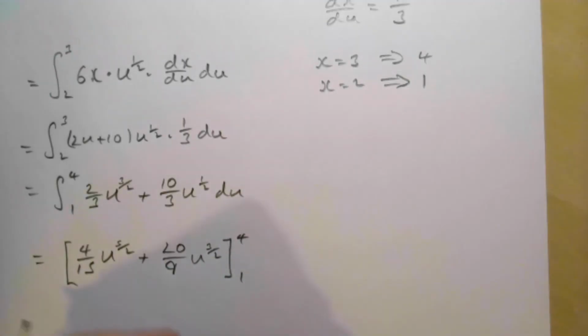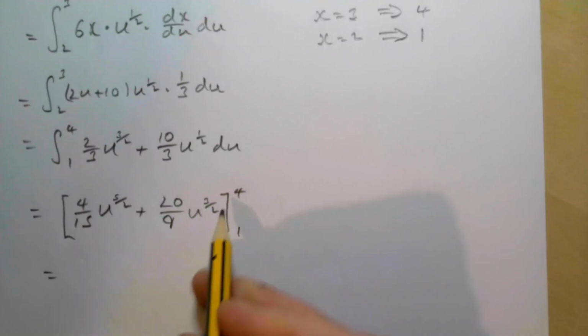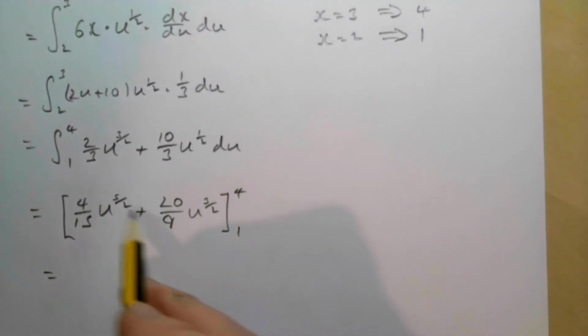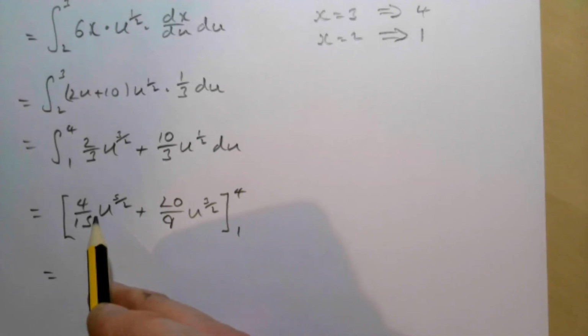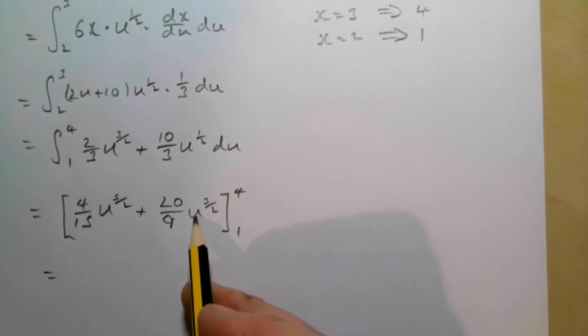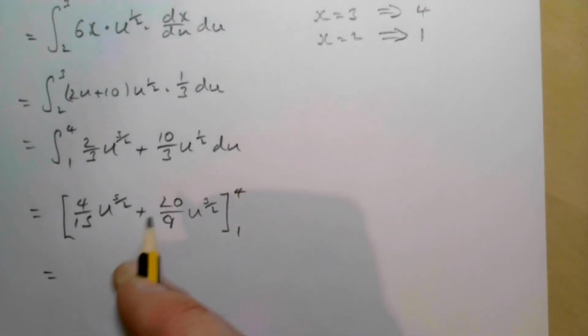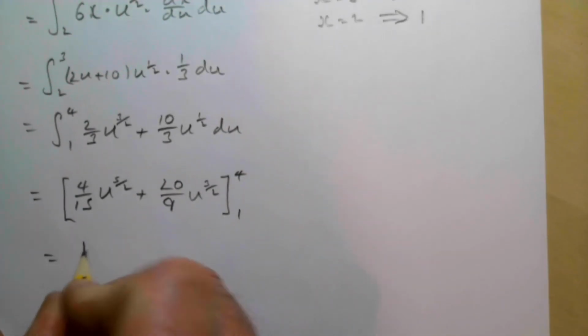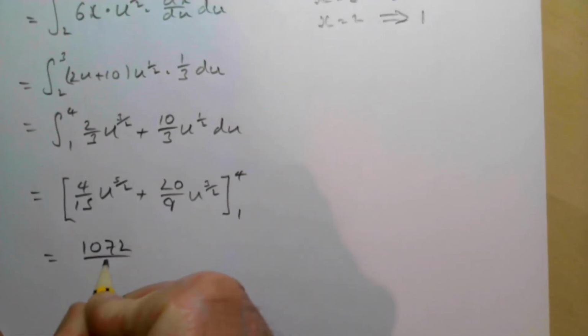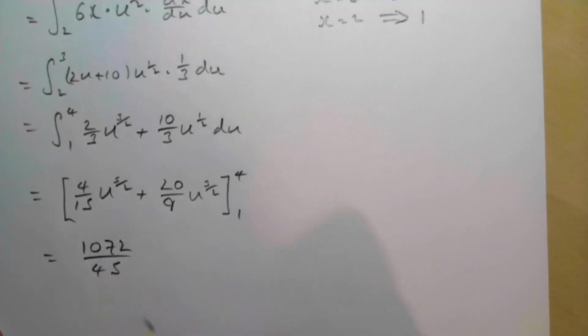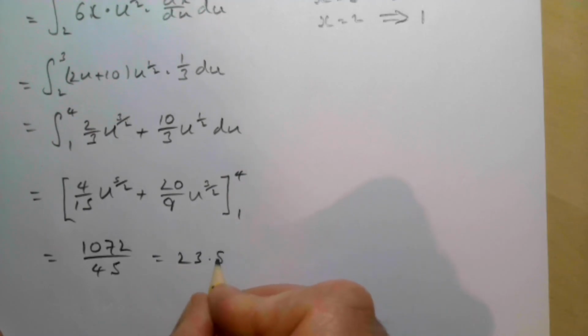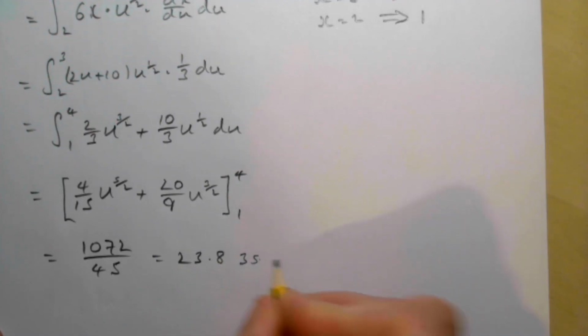Between 4 and 1. I'm sure most of you will now reach for your calculator and just substitute in the numbers. So it's 4 to the power of 5 over 2 times 4/15 plus 20 over 9 times 4 to the power of 3 over 2. And then we substitute in the number 1 into that. And I have it on good authority, the answer to that is 1072 over 45. If you're asked to give that as an answer to 3 significant figures, it ends up being 23.8.